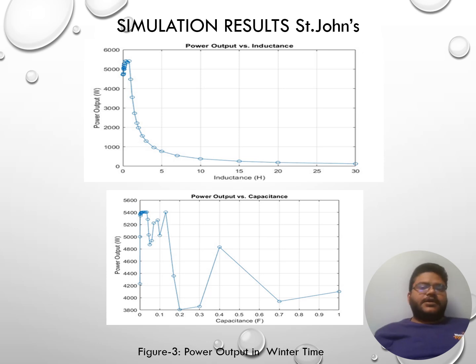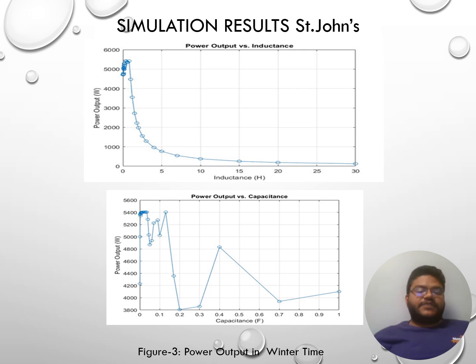This is the result obtained in St. John's. The top graph is power output versus inductance. We can see that with increase in inductance, the power output actually decreases. At low inductance, high output is obtained. Yes, high output is obtained within the range from 0 to 2.5 Henry. We can see an increase in peak, but after that it decreased.